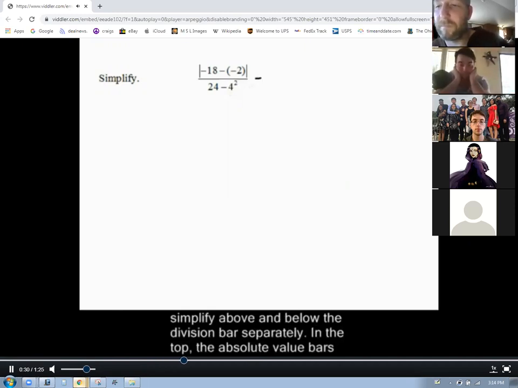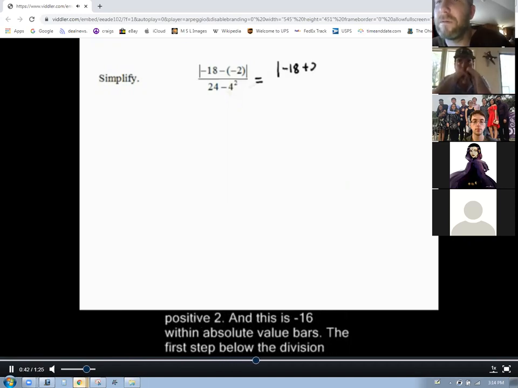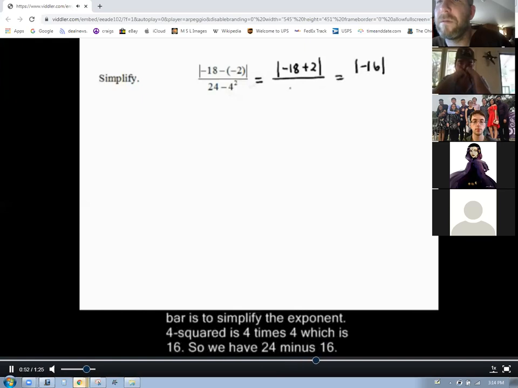In the top, the absolute value bars work as grouping symbols. I'll simplify within the absolute value bars. We have negative 18 plus positive 2. And this is negative 16 within the absolute value bars. The first step below the division bar is to simplify the exponent. 4 squared is 4 times 4, which is 16. So we have 24 minus 16.